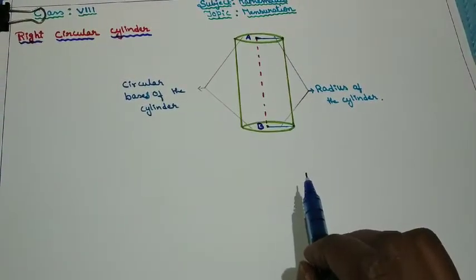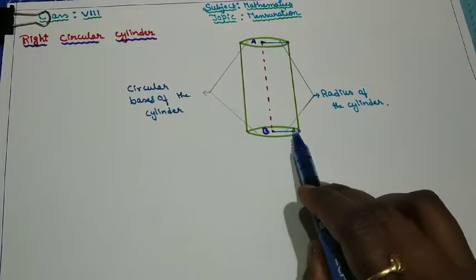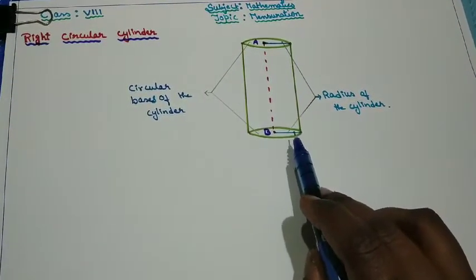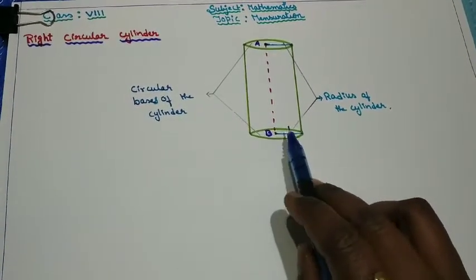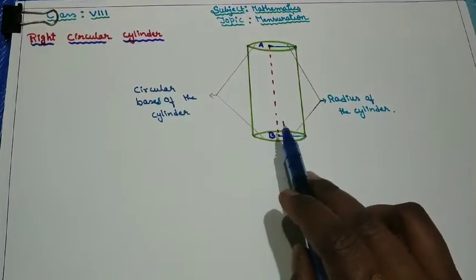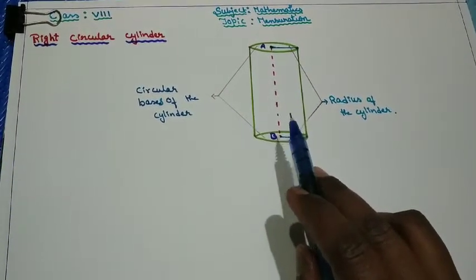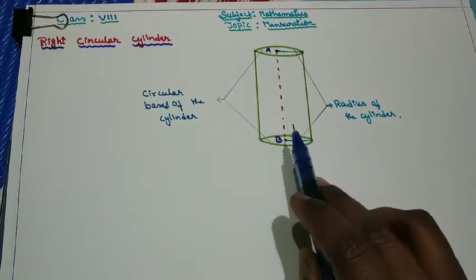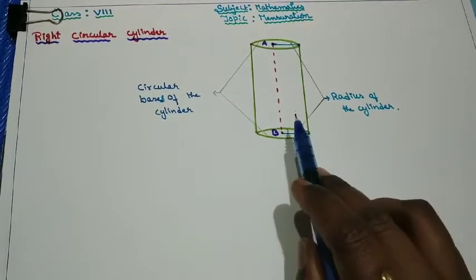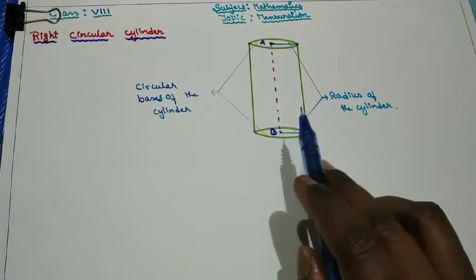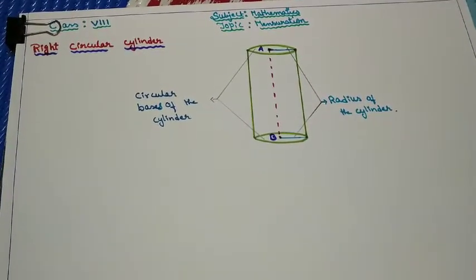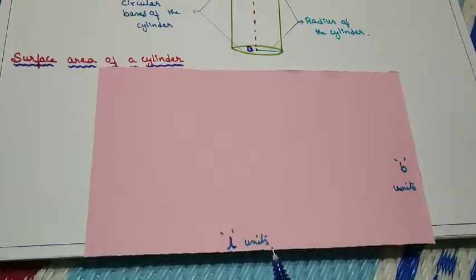The distance between the two plane ends, that is the bases, is called the length, or we can call it the height of the cylinder. The axis of the cylinder is perpendicular to the circular ends. For this reason the solid figure is known as a right circular cylinder. From now onwards, cylinder will always mean a right circular cylinder. Now let us move to finding the surface area of the cylinder.